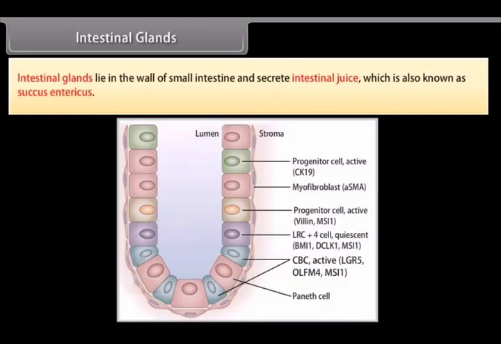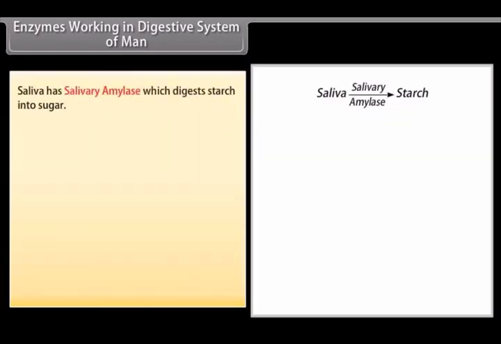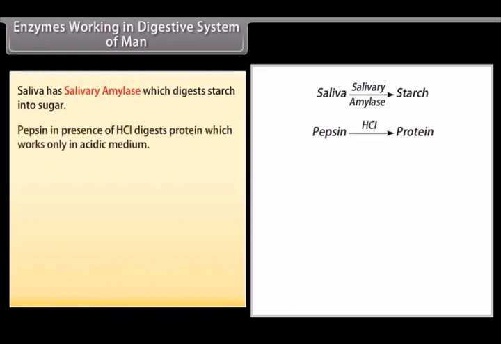Intestinal glands. Intestinal glands lie in the wall of the small intestine and secrete intestinal juice, which is also known as succus entericus. Enzymes working in the digestive system of man. Saliva has salivary amylase, which digests starch into sugar. Pepsin in the presence of HCl digests protein, and works only in an acidic medium.